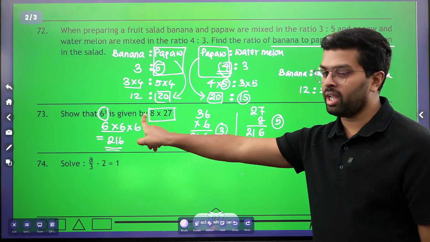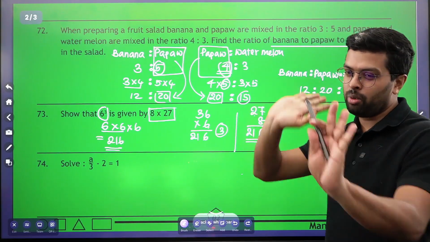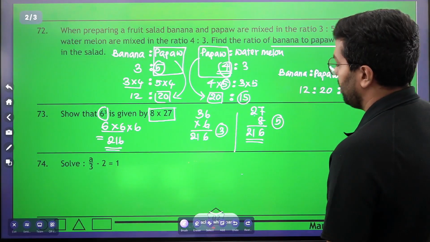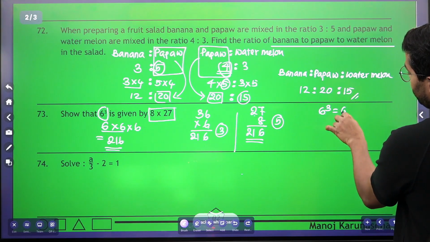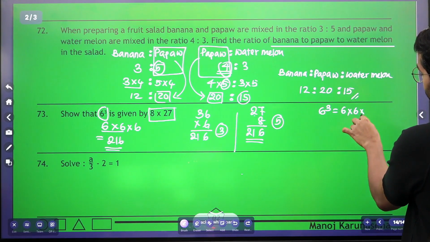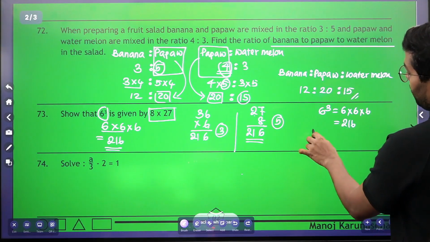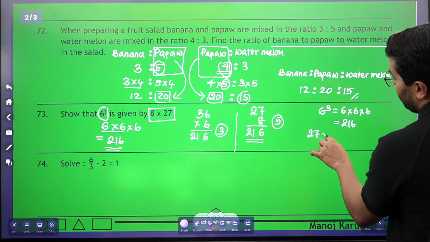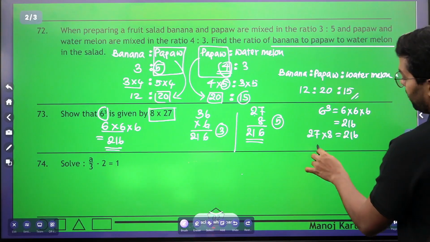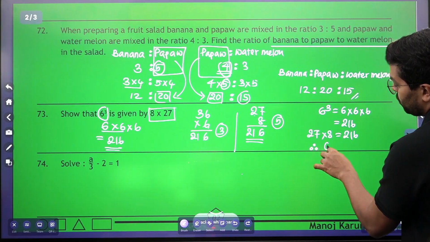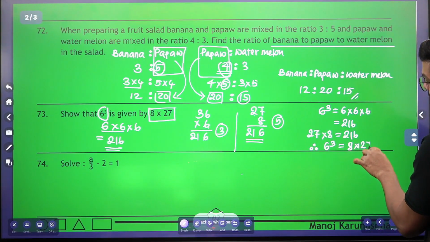There is another method. We can write 8 as 2 to the power 3, but I'm not going to take that here. So how to get the answer? 6 to the power 3 equals 6 times 6 times 6. You have to show this. That equals 216. And 27 times 8 is also 216. Therefore, 6 to the power 3 simply equals 8 times 27.